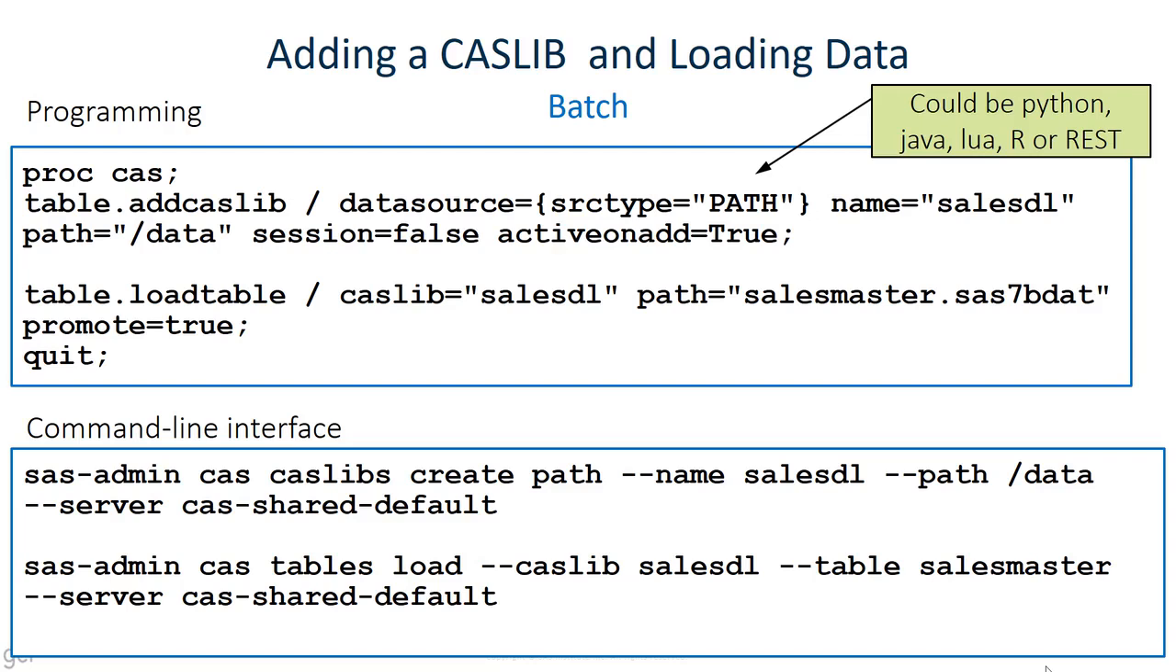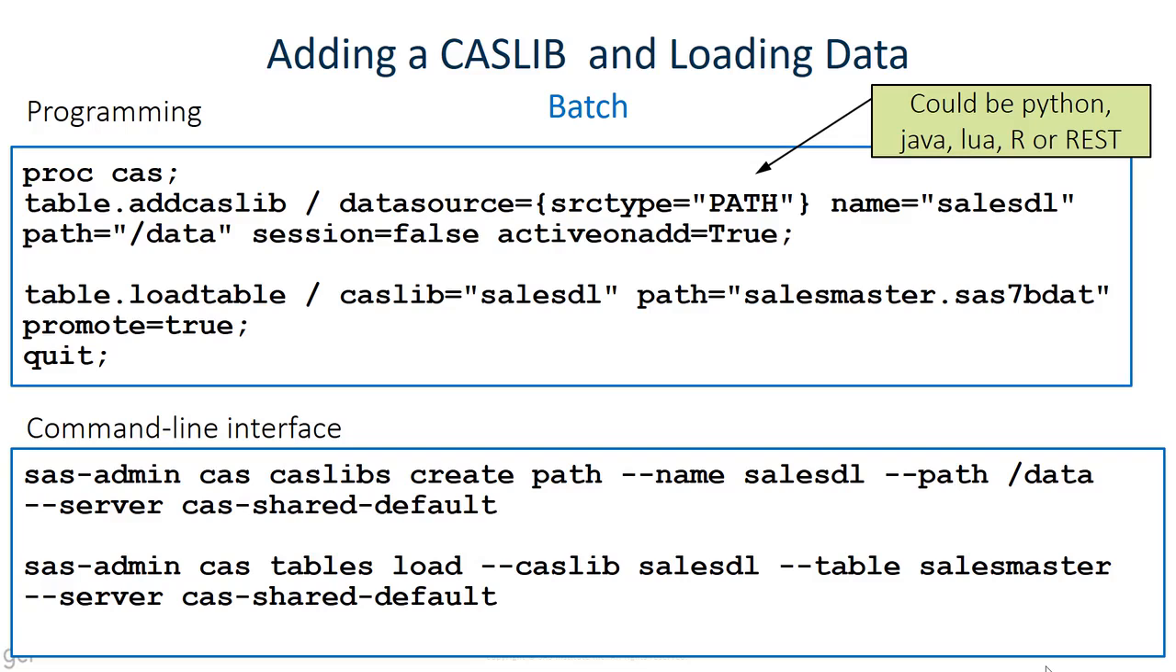So looking at the ways to add a CAS lib and load data. The first way we have here is using proc-cas. The same, similar syntax we could have in Java, in Lua, in Python, using the actions and action sets. The first step, we add a CAS lib. We give it the information about the CAS lib. We're saying it's a source. It's a path-based CAS lib. We give it a name. We tell it where the path is. We say session equals false, meaning it's a global CAS lib, and we want it to be the active CAS lib. So that defines a CAS lib to the path/data.